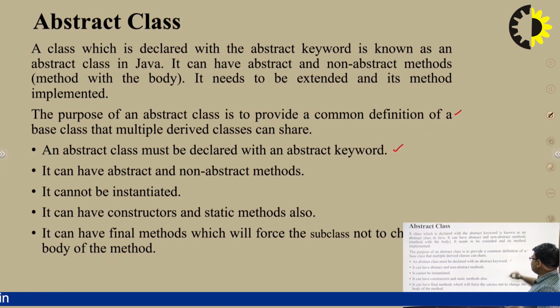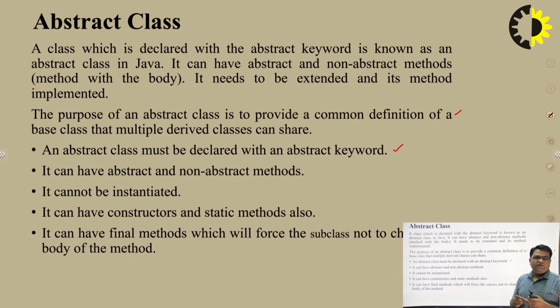These are the key points that we will remember for applying the abstract class. An abstract class must be declared with the abstract keyword. The abstract keyword is mentioned in front of the class. Second, an abstract class can have abstract or non-abstract methods. That means a class having an abstract method has no body, and a non-abstract method has its own body. That is, we write code inside a non-abstract method, and in an abstract method there is no code inside the method.